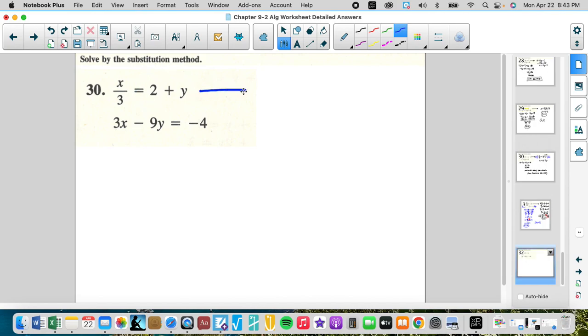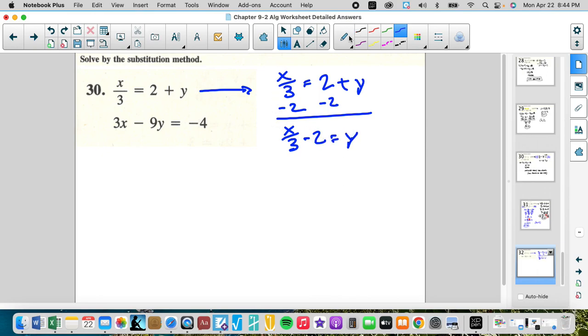Let's do something crazy again. Let's do x over 3. Let's keep the fraction equals 2 plus y. Let's subtract 2 from both sides. We get x over 3 minus 2 equals y. We're going to take that and plug it into here. So 3x minus 9 times x over 3 minus 2 equals negative 4.